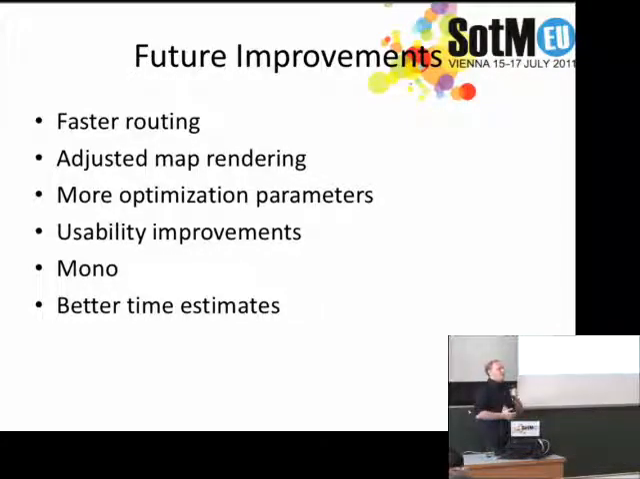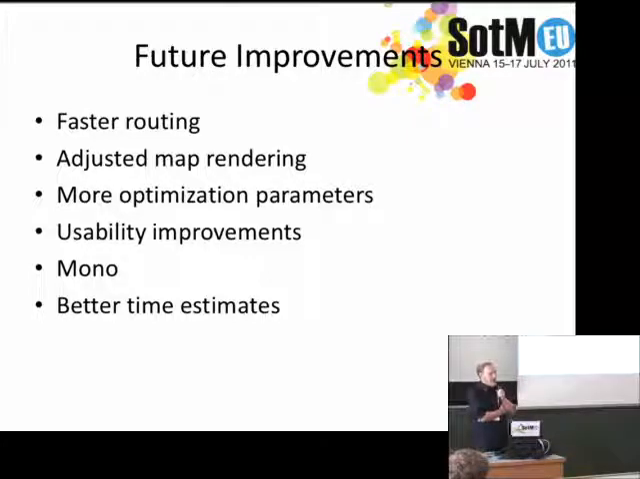Adjusted map rendering means, well, to give the deliverers, sometimes working at night to deliver newspapers or early in the morning, it's very hard for them to read the maps. So we have to create high contrast maps with really clear street names, and maybe people can help me with that as well. More optimization parameters, for example, some vehicles have limited weight capacity, and they just can't carry 200 newspapers, so that's also something we have to do.